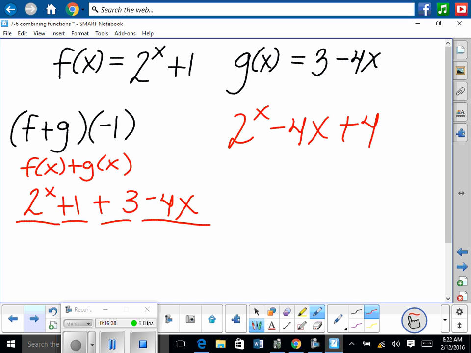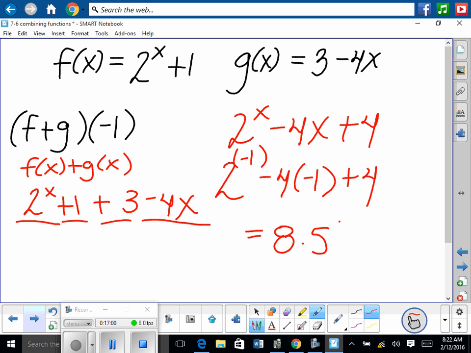But now we're plugging in f plus g of negative 1. So we're plugging in negative 1. So we have 2 to the negative 1 minus 4 times negative 1 plus 4. Does everybody see how I'm just substituting in negative 1? Type it in your calculator: 2 raised to the parentheses negative 1, minus 4 times negative 1, plus 4. You get 8.5. There's our final answer. We could put it back in fraction, which is 17/2. Doesn't hurt to put both answers.